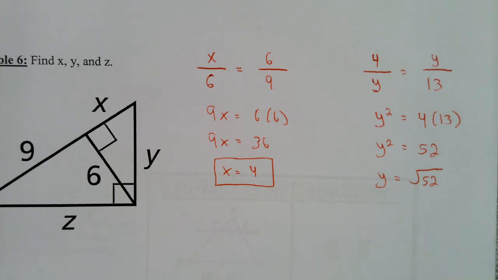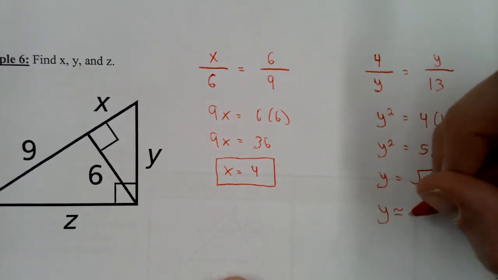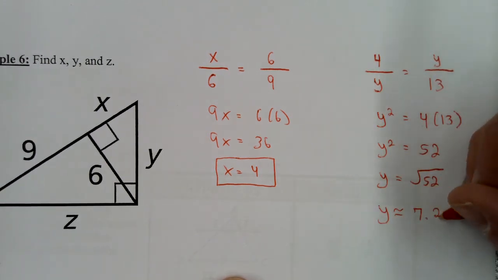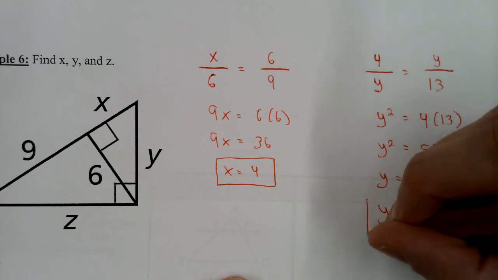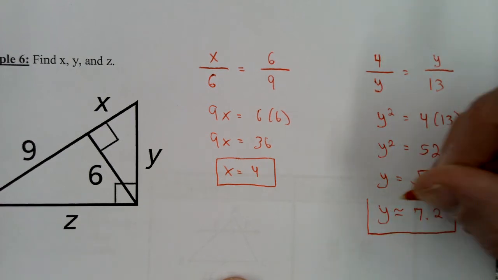Now, there is a way to simplify that, but we have not learned it yet this year, so I'm not going to go over that. For right now, just get the decimal of that, do the square root of 52 in your calculator, and you get y is approximately 7.2. That's fine for now. We'll review simplifying square roots later in the year.